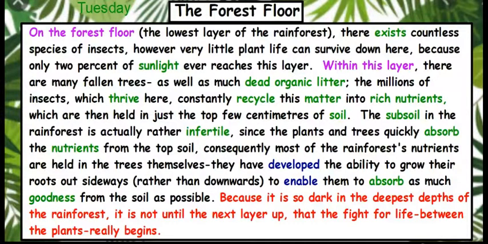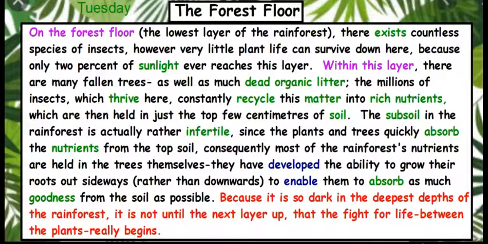Our opener then, on the forest floor. So a preposition to start us off, and then some brackets. On the forest floor, the lowest layer of the rainforest, there exists countless species of insects. However, very little plant life can survive down here, because only 2% of sunlight ever reaches this layer. Within this layer, there are many fallen trees, as well as much dead organic litter. The millions of insects which thrive here constantly recycle this matter into rich nutrients, which are then held in just the top few centimetres of soil.